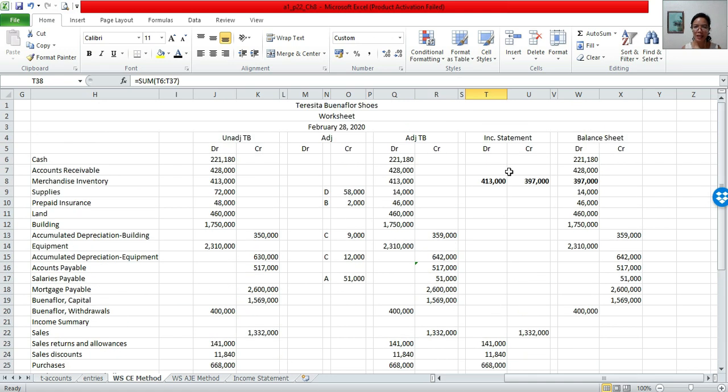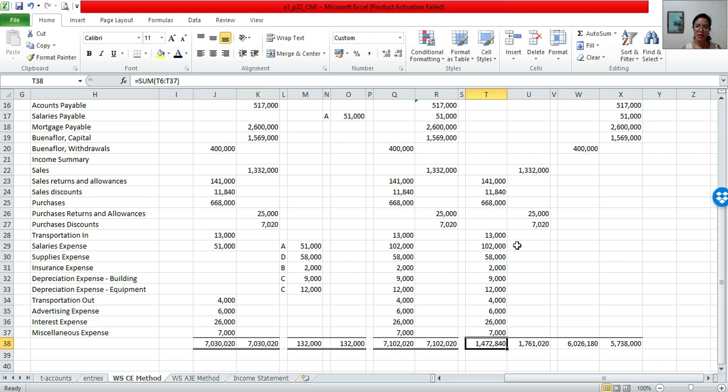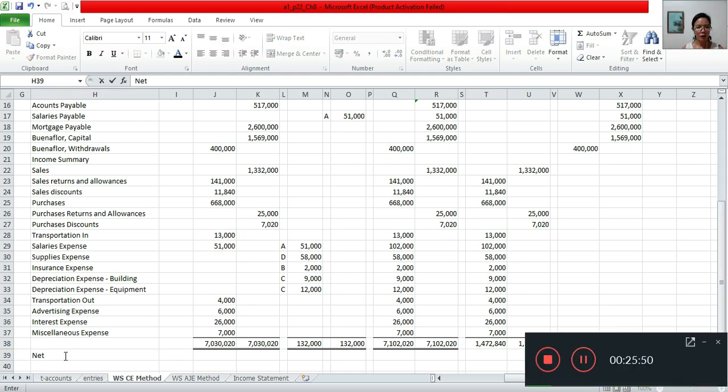So let us now analyze the section on the income statement. So to analyze the income statement sections, the credit side is greater than the debit side. That means revenues are greater than expenses. So of course, this will represent net profit. Okay. Net profit or net income will be the same.